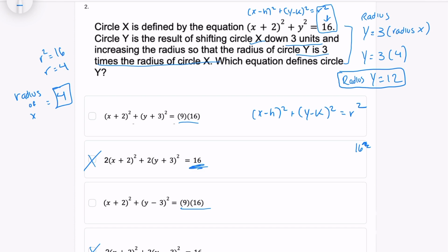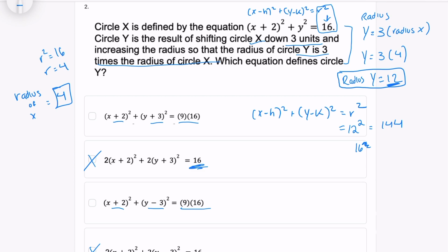So if r is equal to 12, that means we're setting this equal to 12 squared, which is 144. And if you notice, 9 times 16 is equal to 144, which is why A and C are what we're between right now. The only differences between A and C are x plus 2 in both, and y plus 3 versus y minus 3. So we're moving the circle down 3 units.